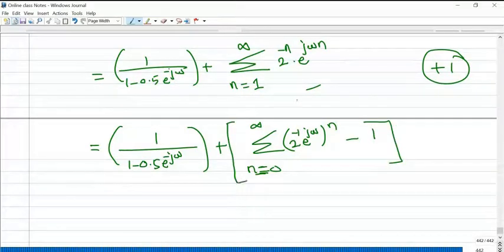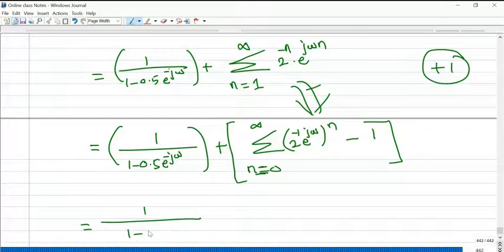So can we write like this? Summation 1 to infinity, 2 power minus n e power j omega n, I can write as summation n equal to 0 to infinity, 2 power minus n e power j omega n, minus 1. Both are the same, right? By default I am adding plus 1 with the result, and to cancel that plus 1, I am adding minus 1. Now we got the 0 to infinity formula.